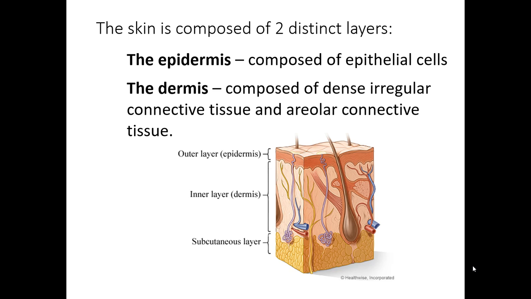So the skin is composed of 2 distinct layers. Those layers are the epidermis, which is composed primarily of epithelial cells, and the dermis, that is composed of a dense irregular connective tissue, and in some cases an areolar connective tissue. As you look here, you see we have the outer layer, which is the epidermis, the inner layer, which is the dermis, and then the subcutaneous layer, which is composed of the connective tissue.